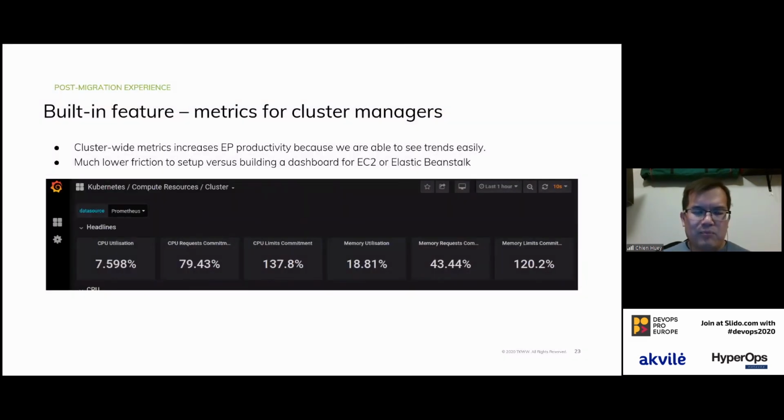I think one of the big things also is the built-in features. We're running Prometheus Operator, which gives us Prometheus metrics and the Grafana dashboard. So this is a little snapshot from there. This cluster-wide view helps the productivity team see trends, right?